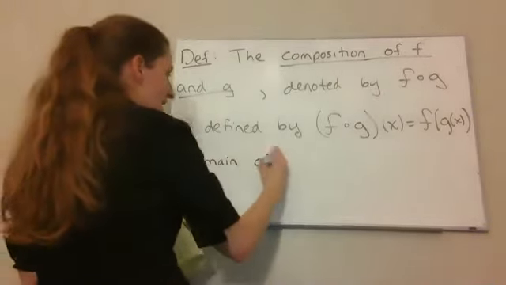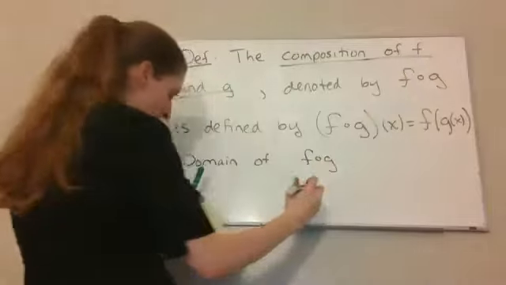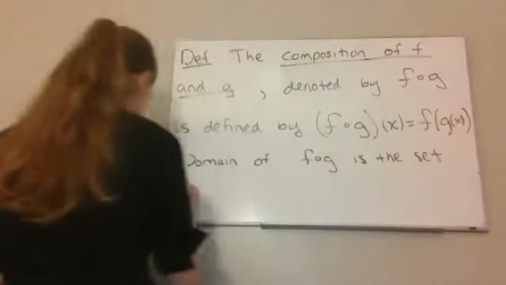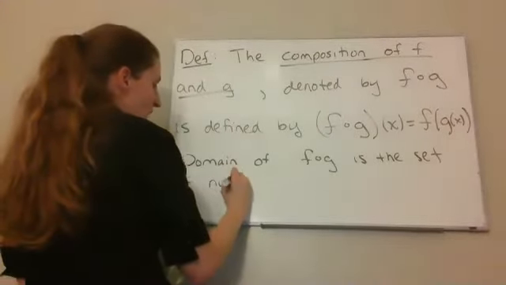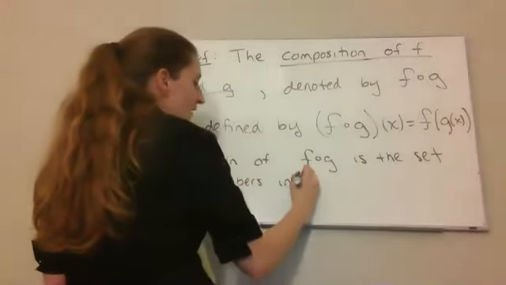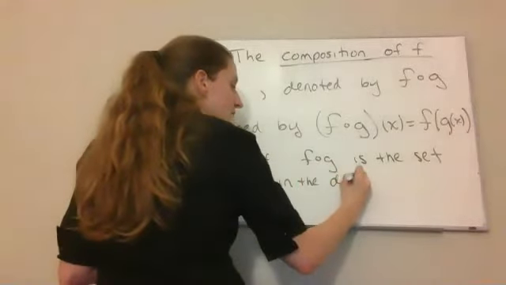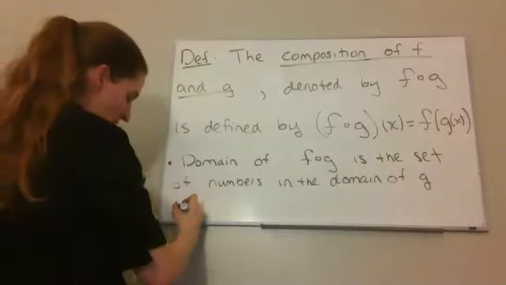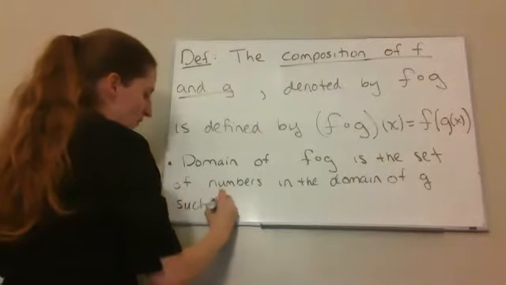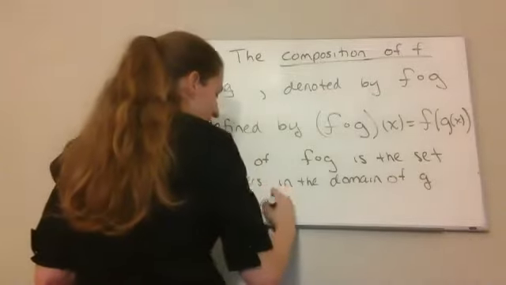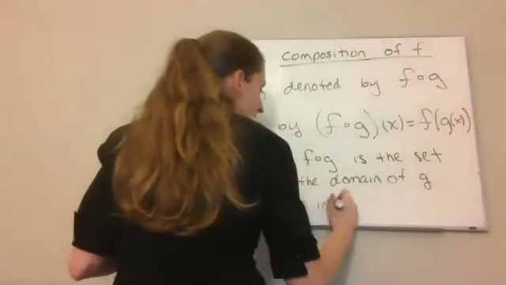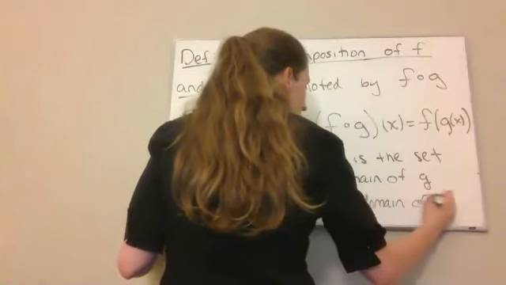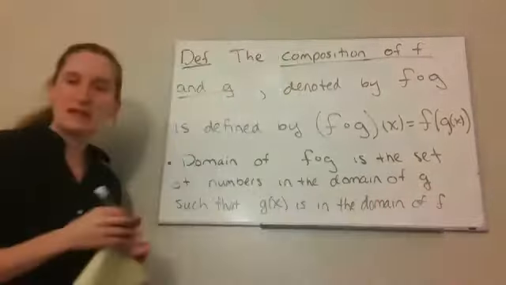The domain of f of g is the set of numbers in the domain of g such that g of x is in the domain of f. So what does this mean?